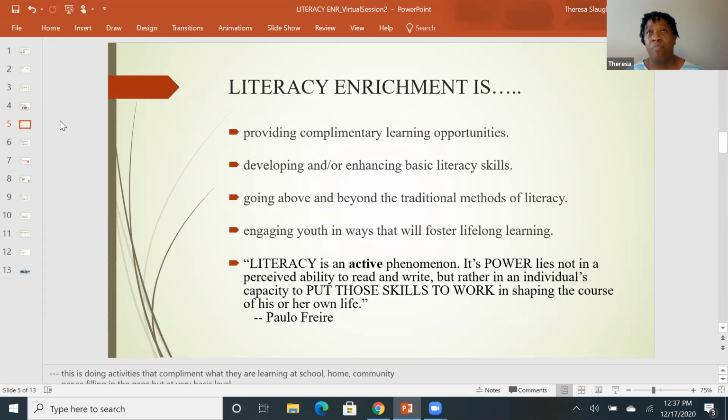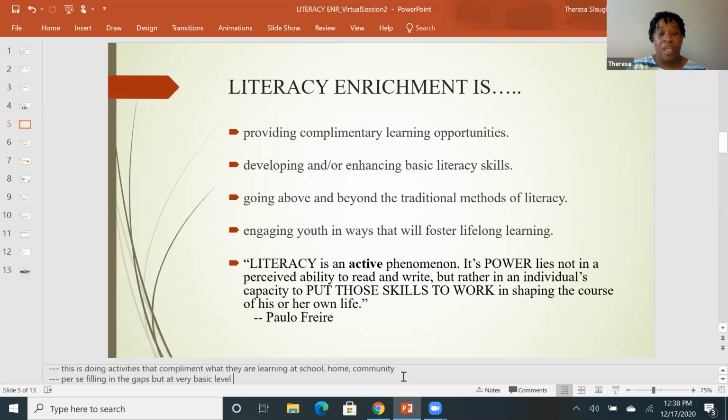Last week, in the four corners activity, one of the statements was "literacy enrichment is." As I was listening and jotting down notes, I was trying to capture the common theme in those discussions. So, literacy enrichment is providing complementary learning opportunities, developing and enhancing basic literacy skills. Per se, filling in the gaps at the very basic level, as well as maybe taking it a level or two up, going above and beyond the traditional methods of literacy, basically stepping outside the box.